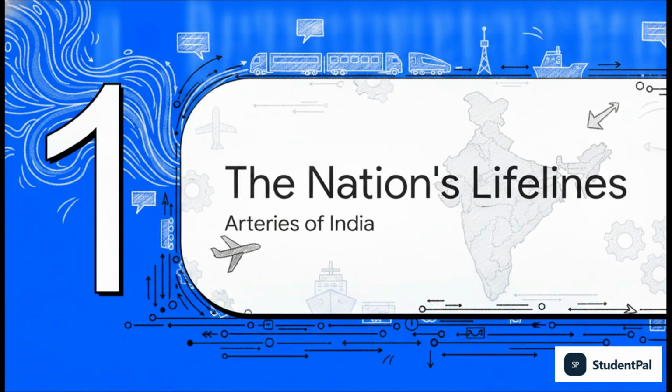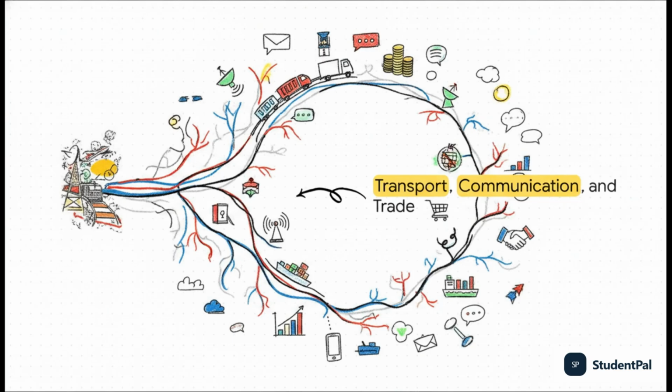All right, Part 1, the nation's lifelines, the arteries and veins of India. So think about this for a second. How does a massive, incredibly diverse country like India keep its economy alive and pumping? I want you to imagine India not just as a static piece of land on a map, but as a living, breathing organism. Just like your body absolutely needs arteries and veins to pump blood, our country relies heavily on transport, communication, and trade.